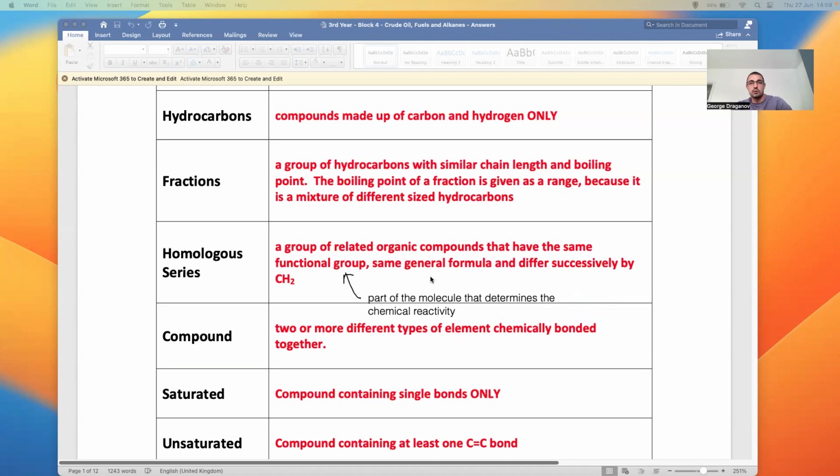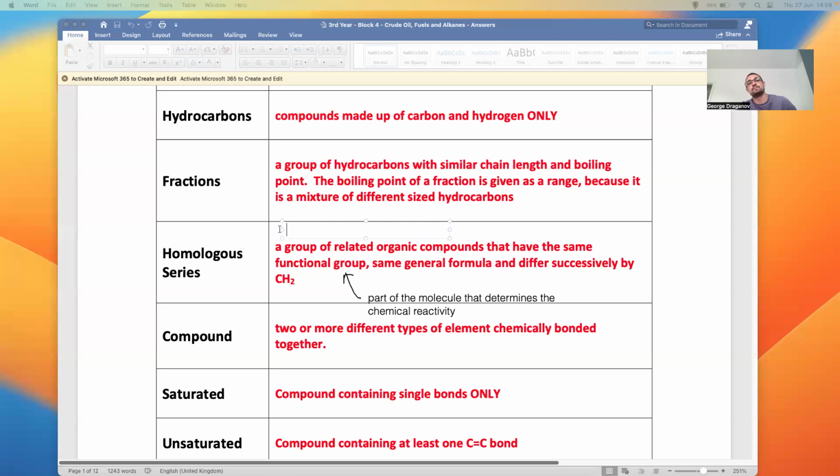Same general formula. Again, you'll see what that means when we do the alkanes. Each member differs by a CH2 successively, which means that as you go from the first to the second to the third, the carbon chain extends by 1 carbon and 2 hydrogens. Now, there are actually 2 points missing here.